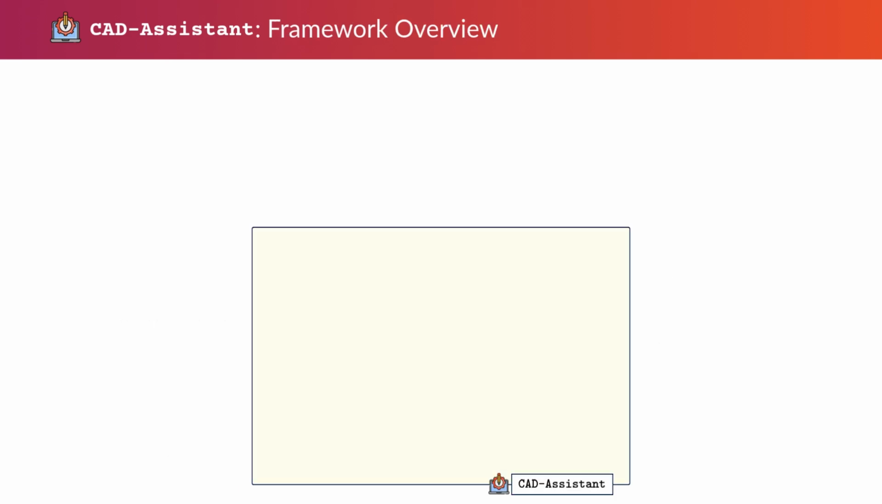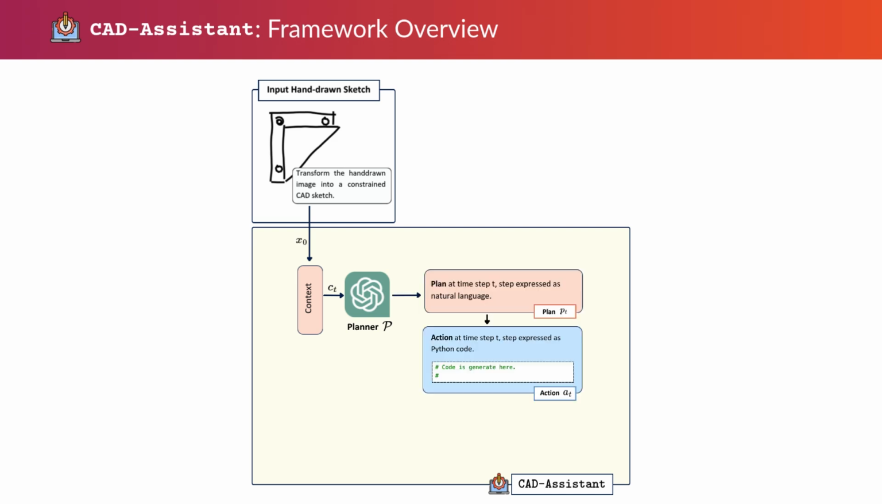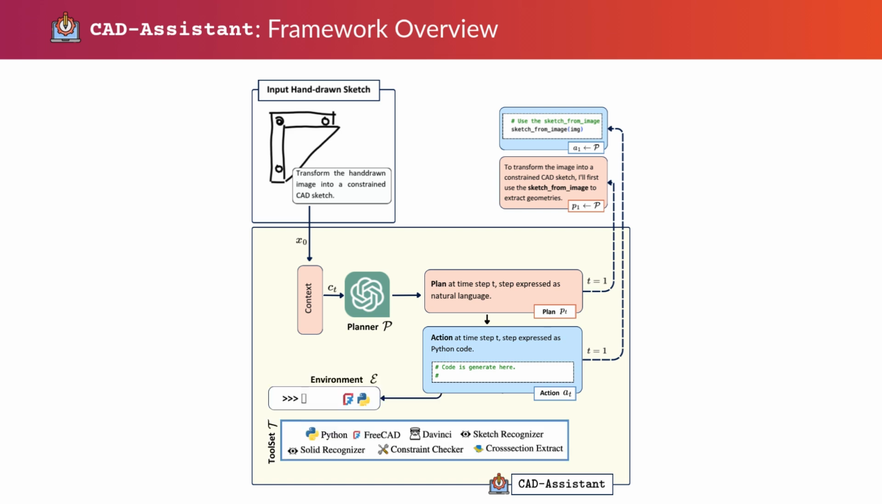Let's provide an overview of the CAD-Assistant framework. A multimodal user request is provided as context to a VLLM planner. For each time step, the planner generates a plan and action expressed as Python code. For example, at time step t=1, the planner is invoking the sketch parameterization tool to process the hand-drawn sketch image. The code action is executed in a Python interpreter that directly integrates the FreeCAD software and is also equipped with a toolset of CAD-specific tools.